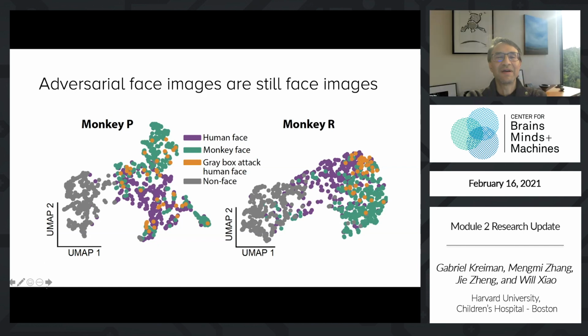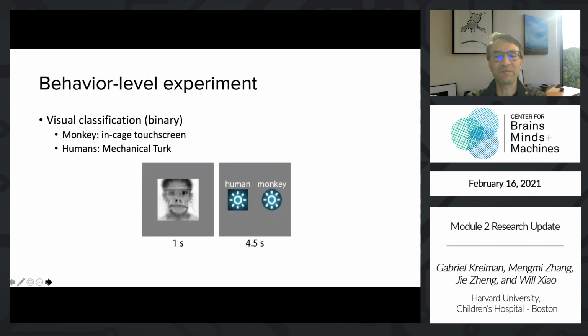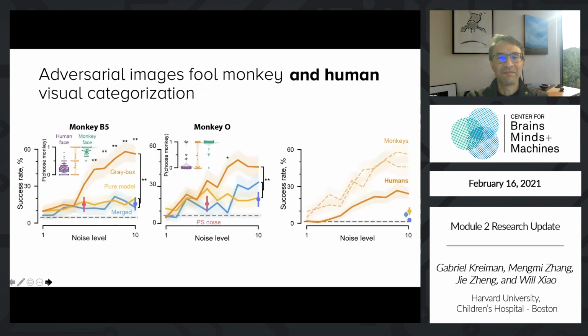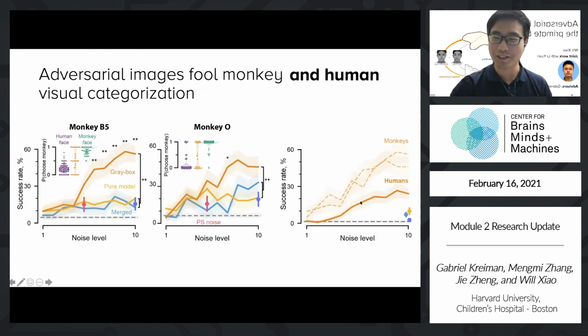Hi, Will. Did you say something about human responses or Mechanical Turk? Yes. Maybe I went over this too quickly as well. But the dashed lines here are just replotting the lines from the left, which were tested on monkeys. So we also did this on Mechanical Turk with a two alternative forced choice task. And I guess 30% of the images were classified over subjects as monkey, the human to monkey attack images.